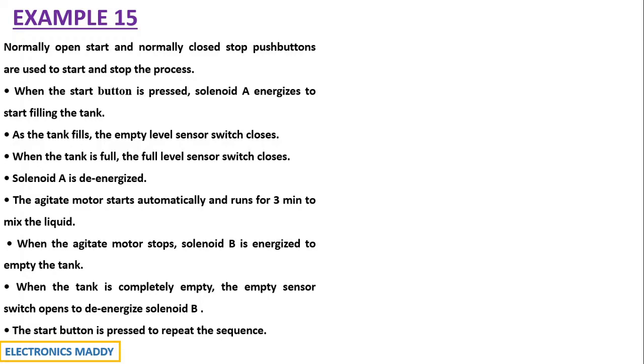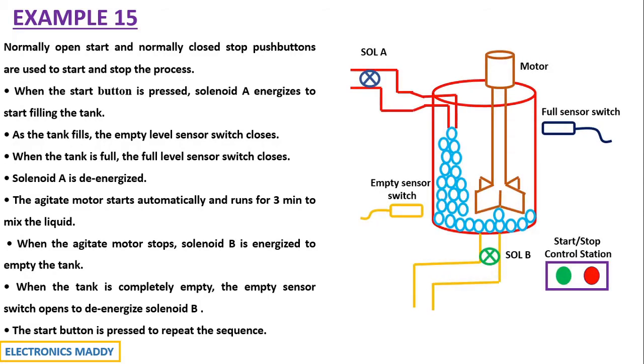In today's video, I'm going to explain example number 15, which has the problem statement given as follows. At the first place, we will be trying to understand the requirement by looking at the diagram and correlate with what the requirement is all about. Once we understand the requirement, we will be drawing the ladder diagram and we will also realize it for this given problem statement.